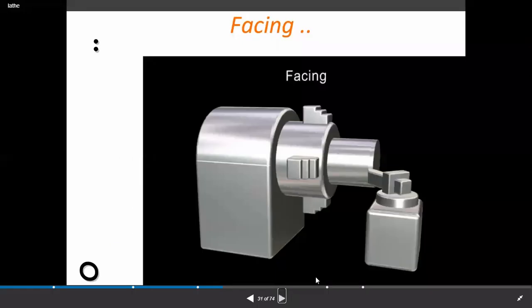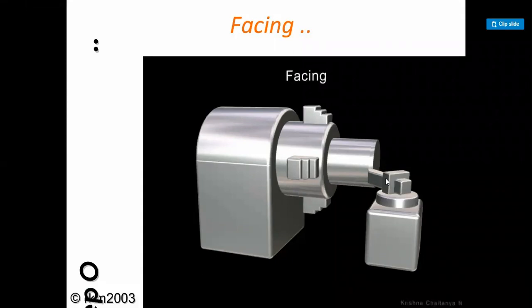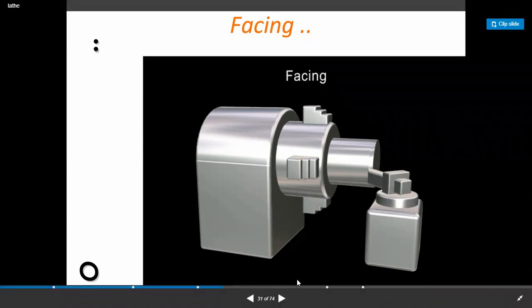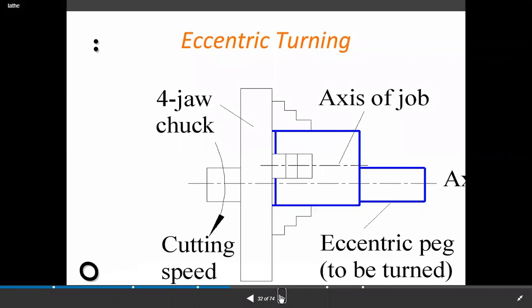Again on the machine, the tool will be at an inclined angle. How do we keep the tool for facing? Inward at a somewhat inclined angle for properly feeding as per the face of the workpiece. So that is the facing operation. Then these are the turning operations. Eccentric turning means turning out of the center.